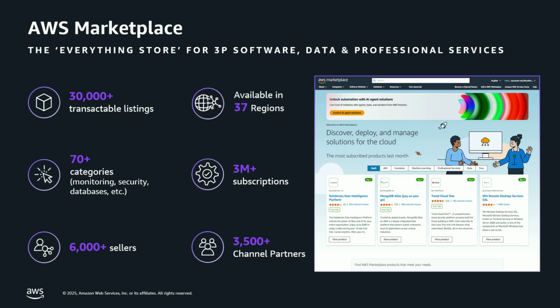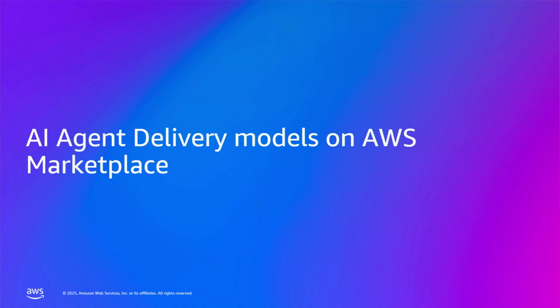And recently, I believe July of this year, we introduced categories for AI agents and tools. We have over 3 million subscriptions. And a really important one as well is millions of visitors per year to AWS Marketplace. So if you're an AI agent today and you're looking to take it to market, it's a really good place to take your product, and it reaches a global audience. So what we're going to focus on today is the AI agent delivery models. So let's discuss a few of those now.